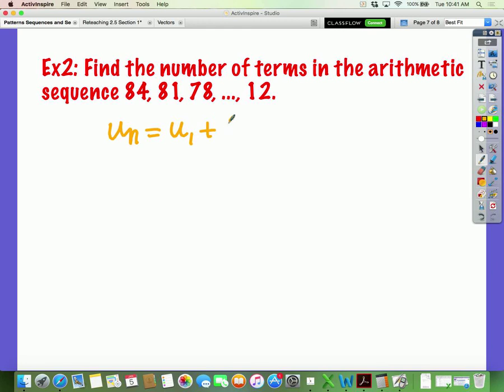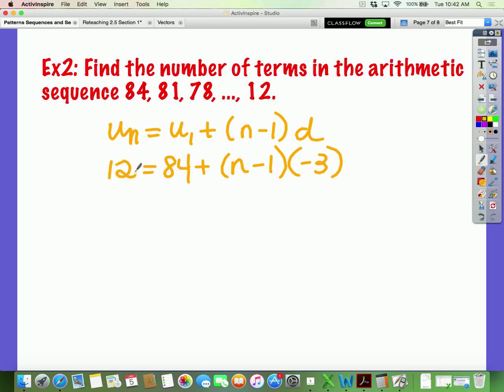using that same general formula. What's d? What's the common difference? Negative 3. I'm subtracting 3 from every term. What's my first term? 84. The one thing I don't know is the n. So I don't know what term 12 is, but I do know that whatever n is, 12 is that nth term. So I plug in 12 for u sub n, and there's nothing but an equation to solve.